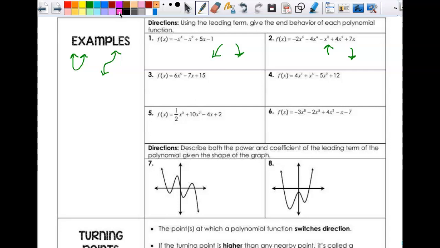Okay, let's see who's going to help. Daniel, can you tell me what number 3 is going to look like? Up, up. Y'all agree with that? Yes, very good. He did that one in his sleep. You should be proud of him. Good job. All right. Adrian, what about number 4?